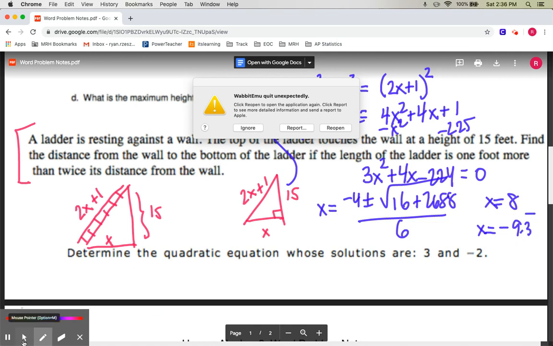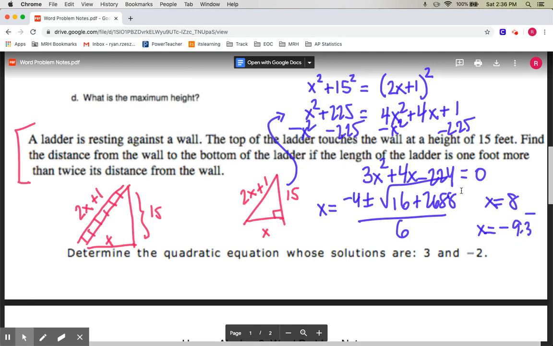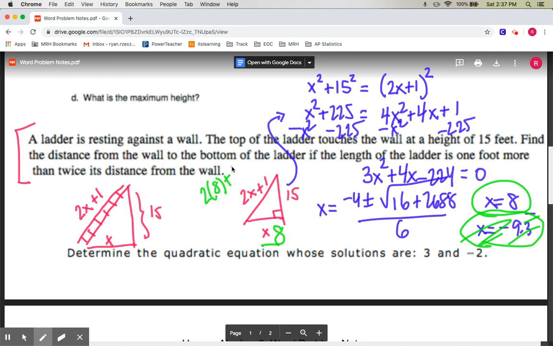When you do quadratic word problems, sometimes one answer makes sense, sometimes they both do, sometimes neither answer makes sense. Obviously in this problem, we're looking at distances, and it does not make sense to have a negative distance from the wall. So that answer we're just going to reject. It doesn't help us with our problem. The other answer though is good. This part right here must be 8. So that means my ladder is actually going to be 17 feet long.